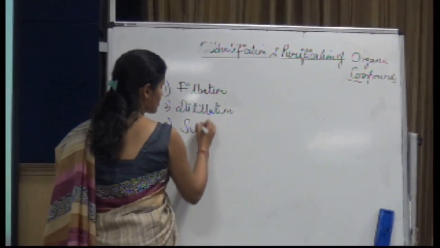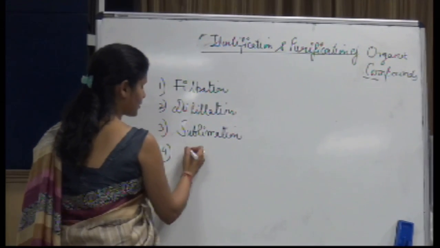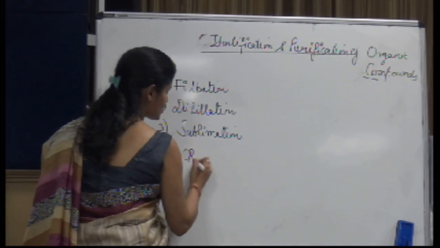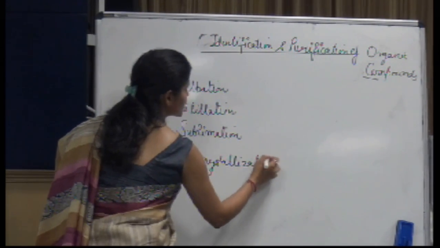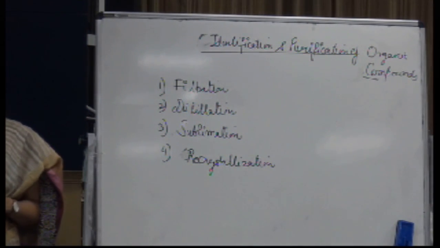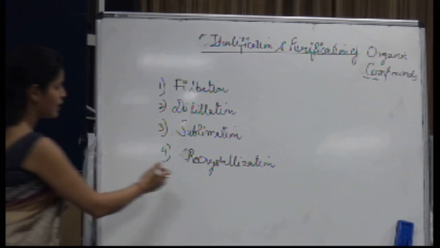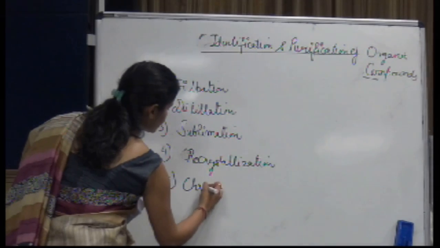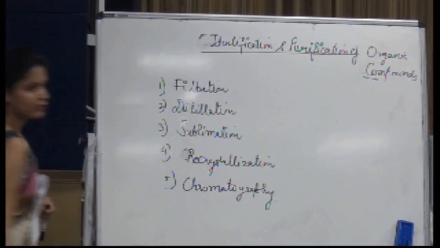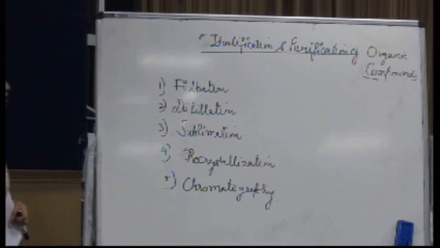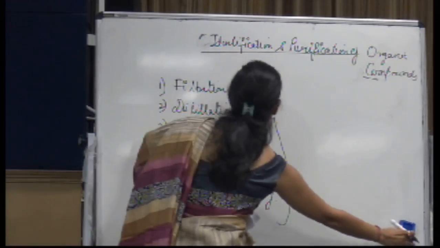Sublimation and recrystallization. These are the various purification techniques of organic compound from the impurity. The impurity may be soluble or insoluble in organic compound. And the fifth is chromatography. Okay, these are the various techniques for purification of organic compound. So let's take each of the techniques one by one.